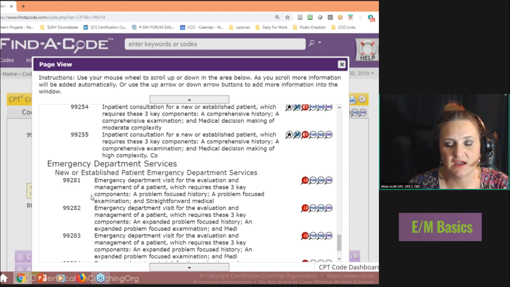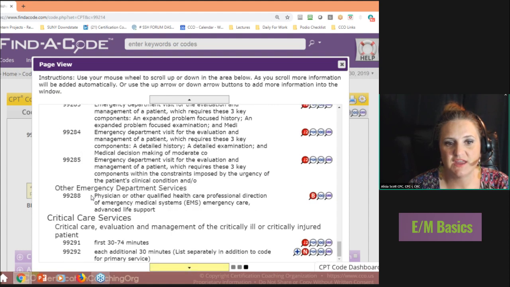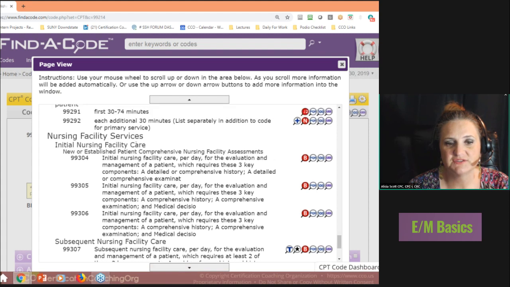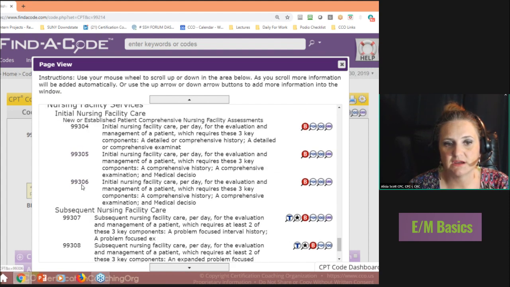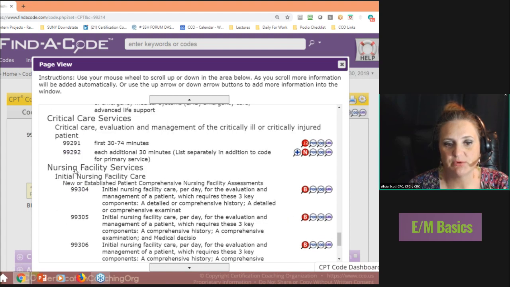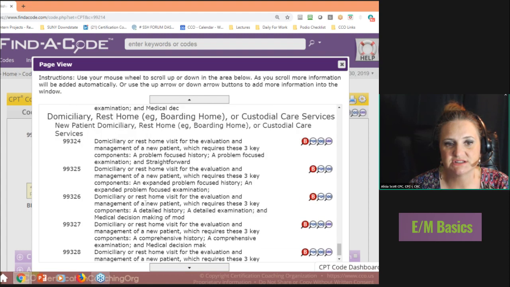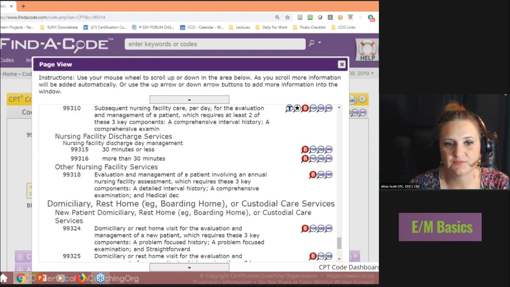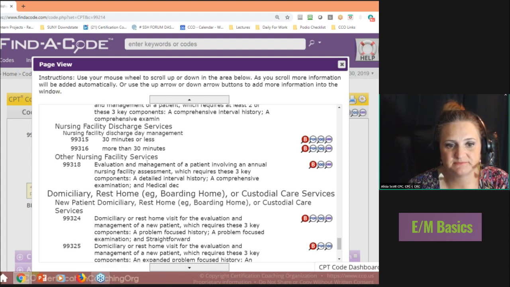Okay, then critical care. And then look what we get. Nursing facilities, 99304 to 99306. Okay, so see how we're not in, well, I guess there's no other codes there. But they jump around because they're divided up in these sections. Nursing facility discharge, there's only 2 codes and it's based on time. So if we're discharging a patient from the nursing facility, if we spend less than 30 minutes, we've got one choice. And if it's more than 30 minutes, it's another code. Pretty simple. It's based on time.